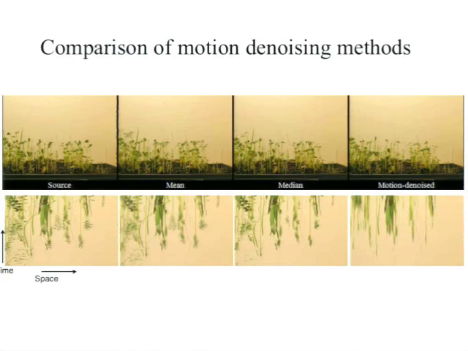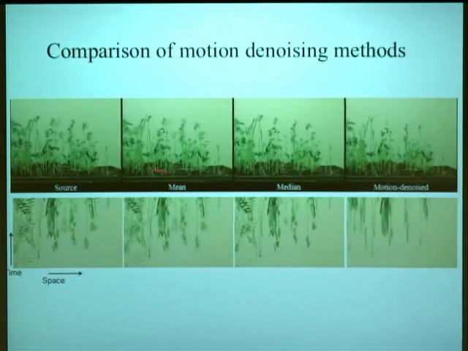Here's just a comparison of different ways you might do this motion denoising problem. Here's the source. Here's taking the average value at each position over the sequence, over some temporal window, taking the median value over the temporal window, and here's our motion denoised output. As you might expect, just taking the average over time gives you something that's kind of smooth, but it's blurry. The median's a little bit better, and the motion denoised is a little better.